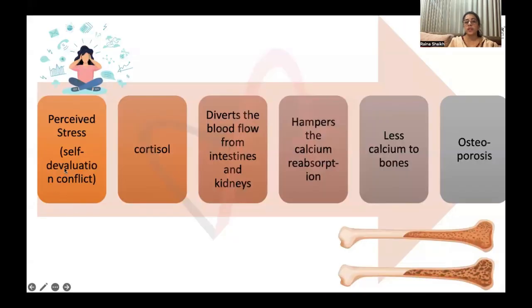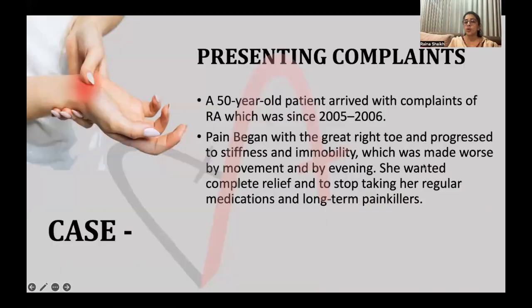This is the same thing expressed in chart form. The perceived stress or the self-devaluation conflict increases the cortisol level. It diverts the blood flow from the intestine and kidneys and hampers the calcium reabsorption. So there is less calcium to the bones, which leads to osteoporosis.